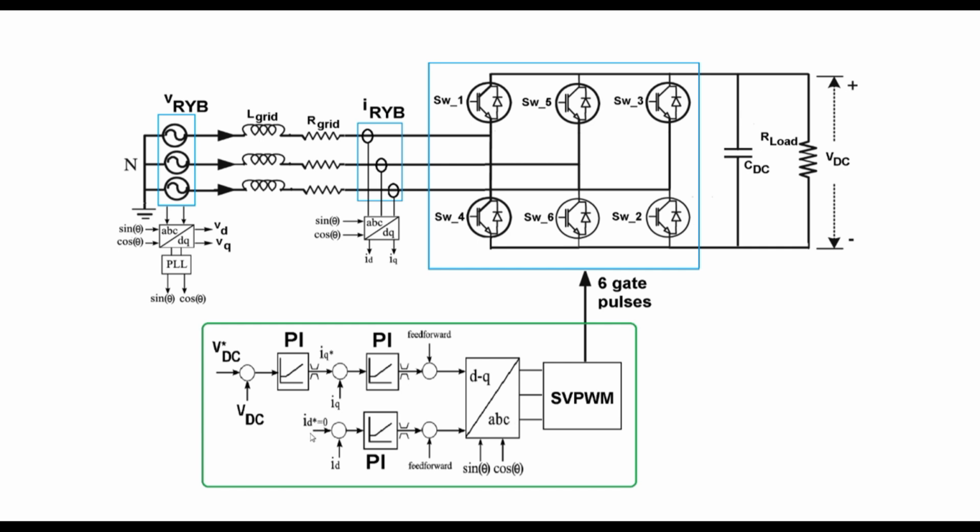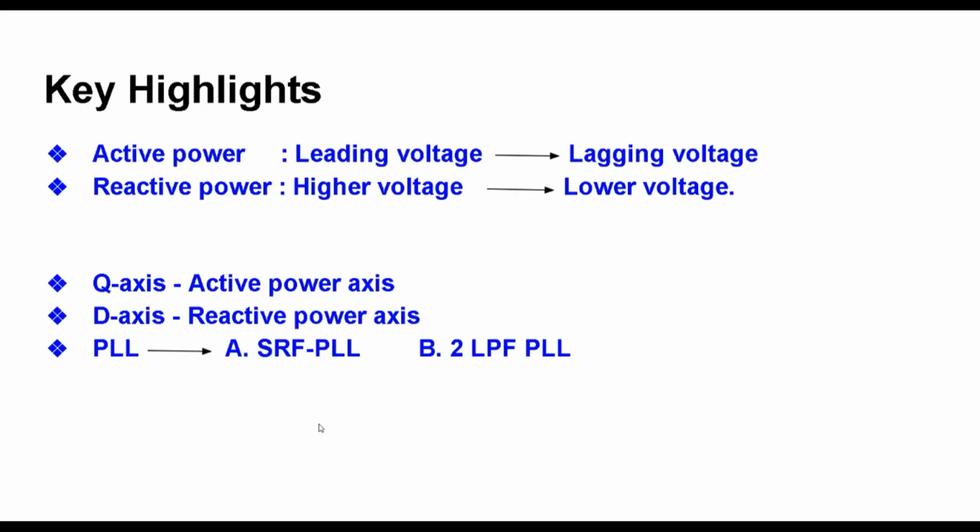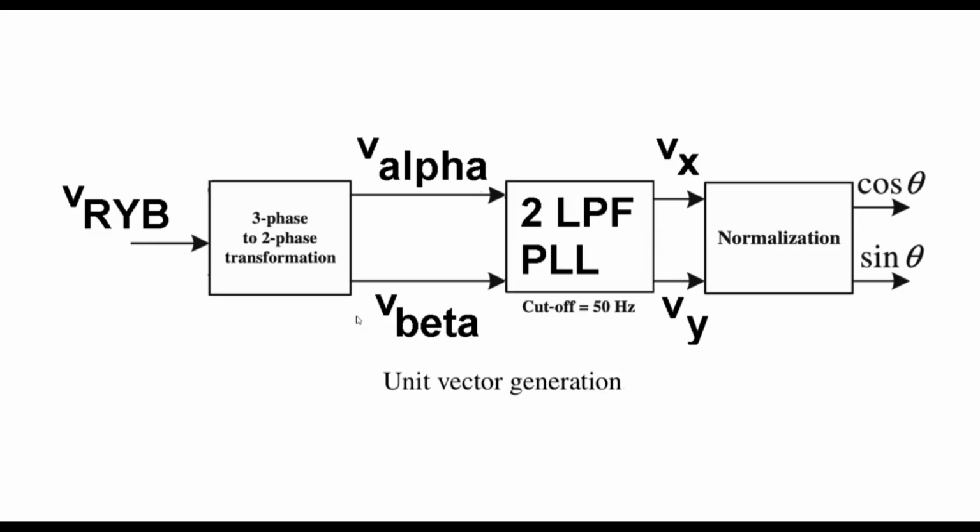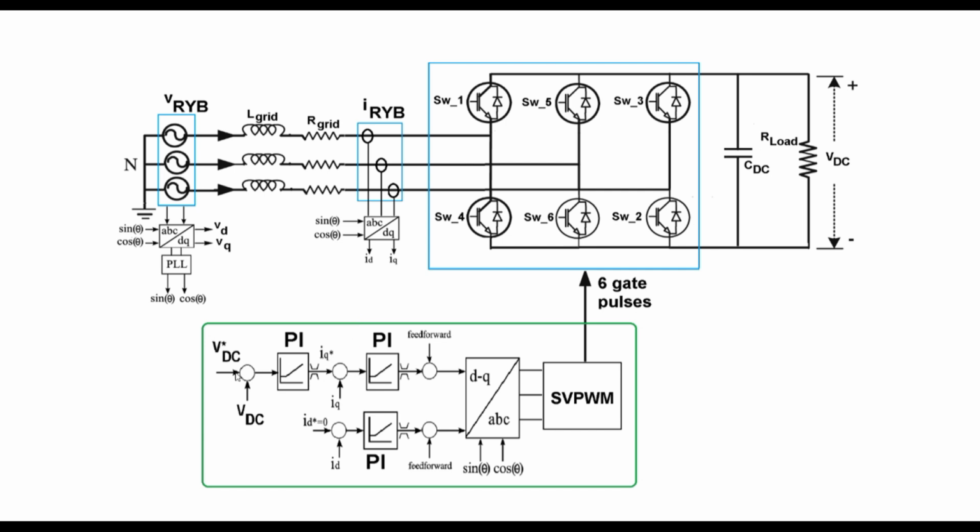Now here we will do the same thing. We will put the D-axis current 0. So two key highlights are over here. Here I am considering the active power is transferred from a leading voltage to a lagging voltage, and the active power is transferred from a higher voltage to a lower voltage. Here we are considering the Q axis as the active power axis and D axis as the reactive power axis. So you can very well see that this Q axis is the active power axis, and D axis is the reactive power axis. So in reactive power we are keeping this one as 0. So moving to the MATLAB.